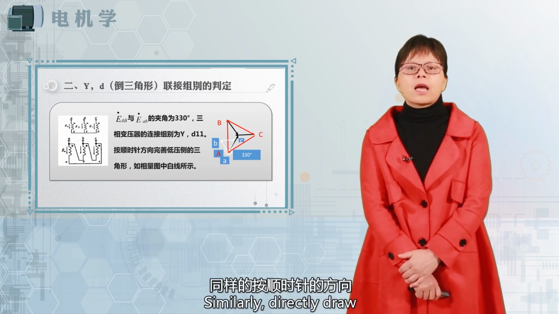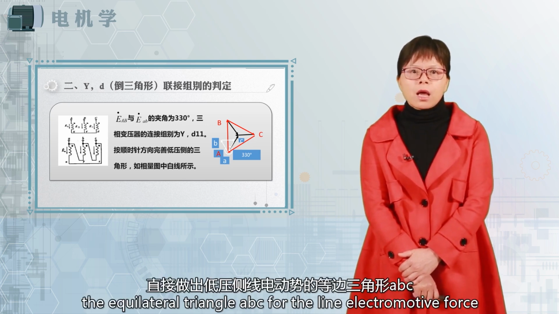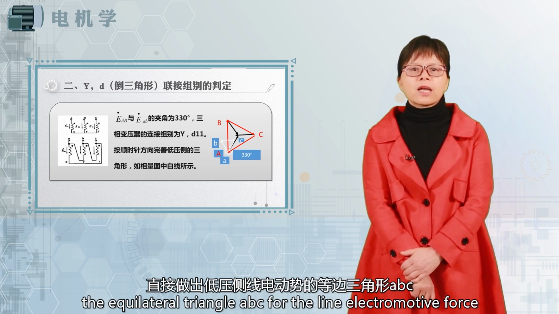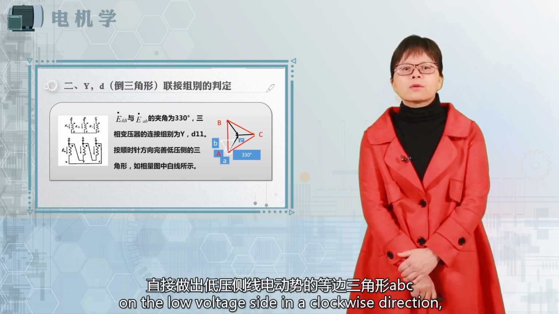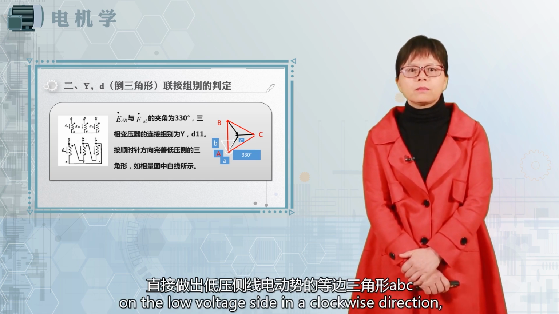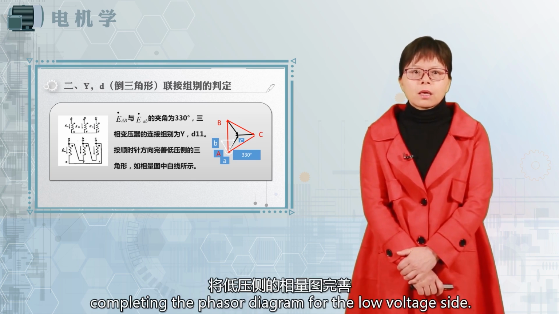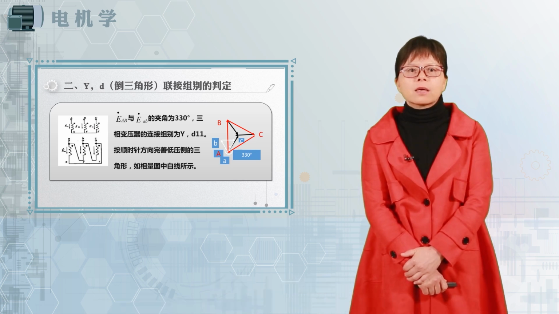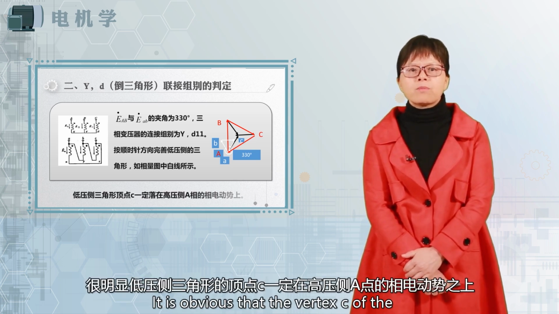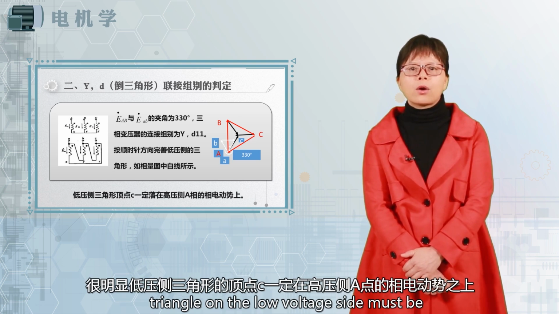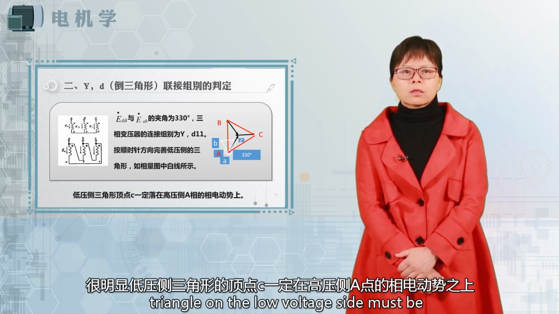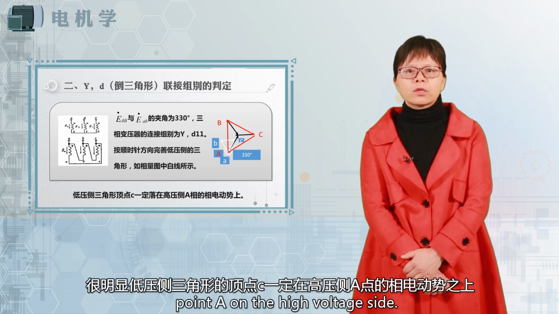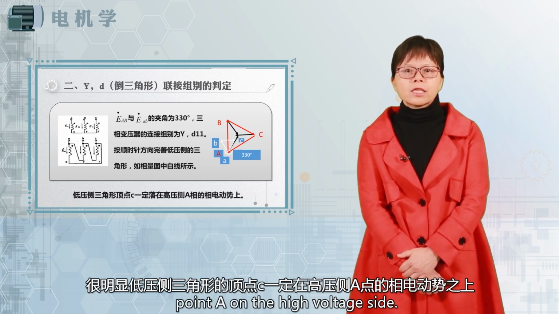Similarly, directly draw the equilateral triangle ABC for the line electromotive force on the low voltage side in a clockwise direction. Completing the phasor diagram for the low voltage side, it is obvious that the vertex C of the triangle on the low voltage side must be above the phase electromotive force, point A, on the high voltage side.